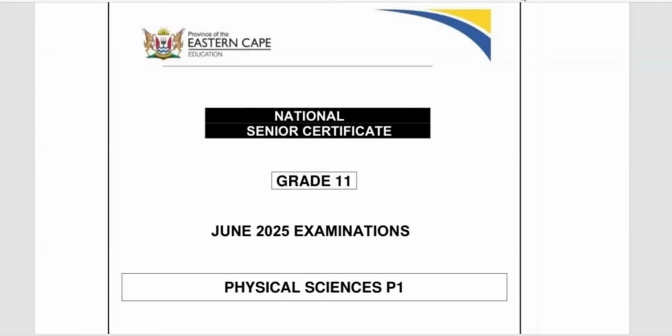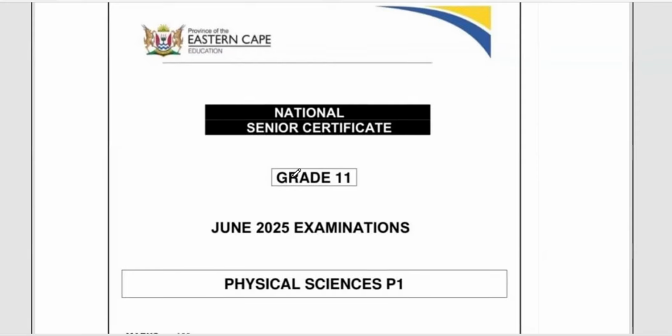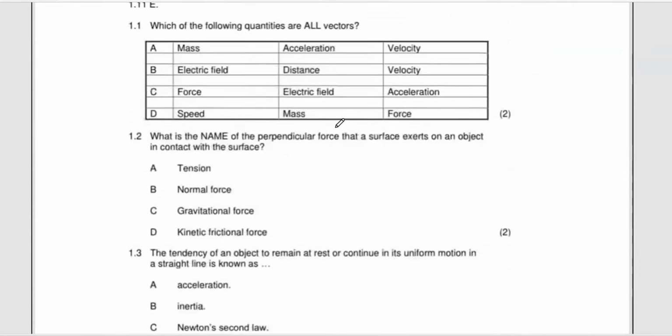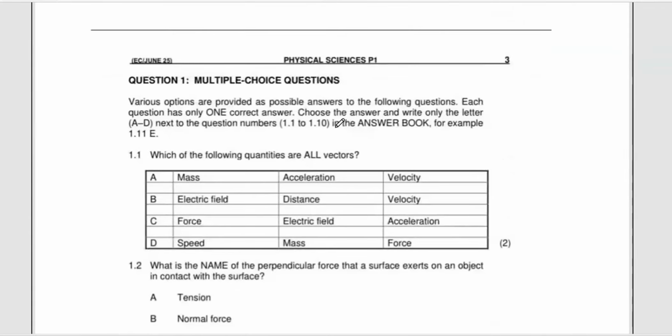Hello, welcome to another episode where I shall be looking at the proposed memorandum for the Physical Sciences Paper 1. This paper is from the Eastern Cape, for grade 11, June examination 2025. This paper has a total of 10 questions, and it was 100 marks for 2 hours. So we just eliminated the instructions just as a formality.